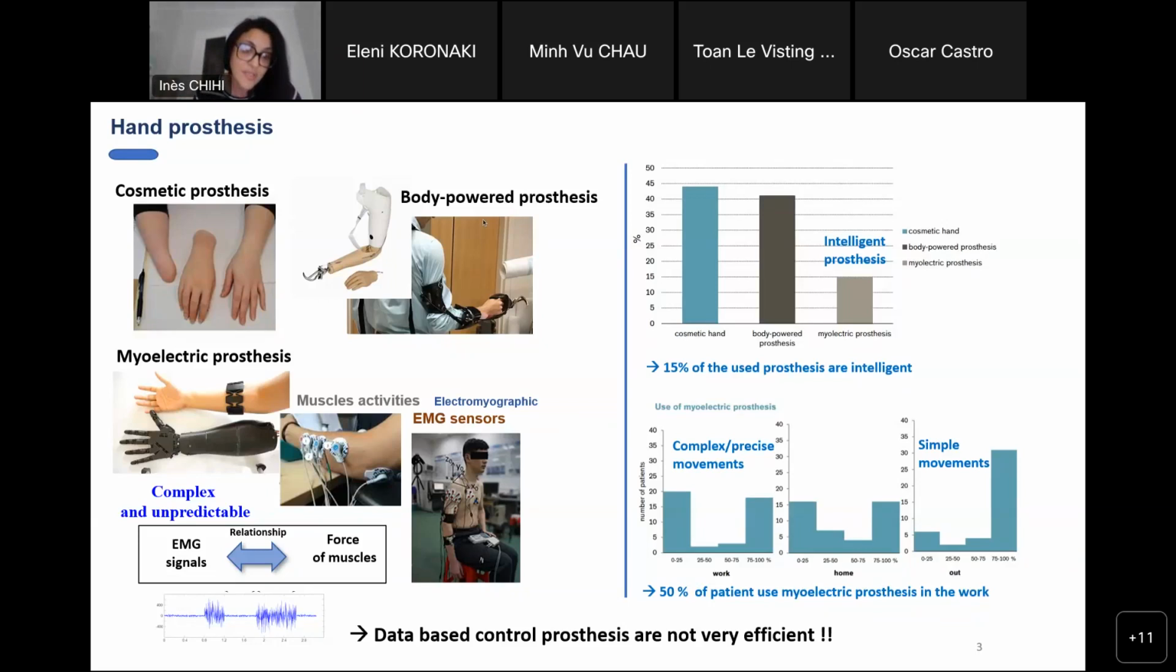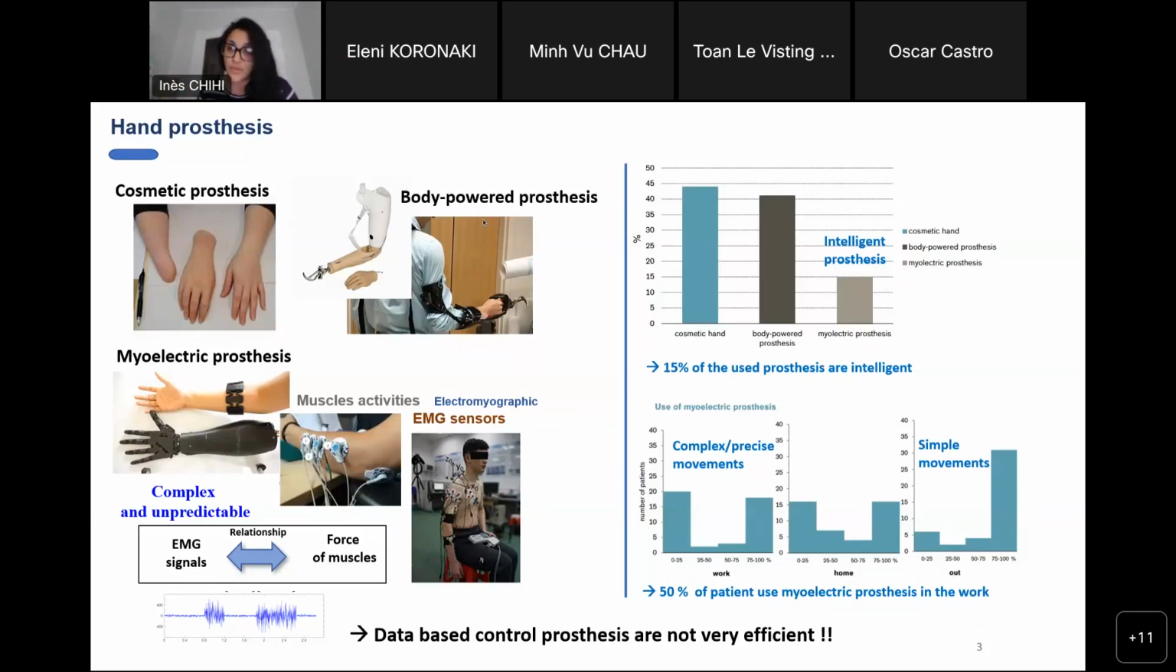So for these reasons, most patients don't use the intelligent prostheses, the myoelectrical prostheses that can estimate muscle forces from EMG signals. Because instead of opening the hand, they will close the hand. Instead of saying hi, they will make another movement, or I don't know. So it is not very comfortable.